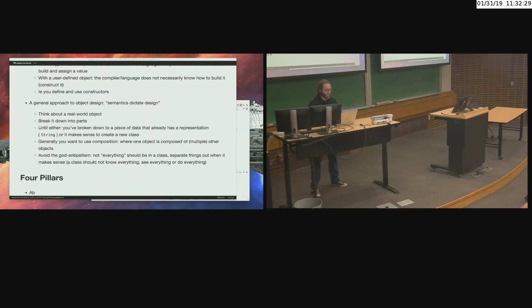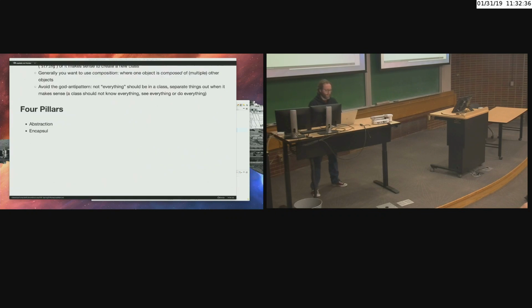Those are abstraction, encapsulation, inheritance, and polymorphism. And again, so far we've implicitly talked about the first 2. So those are going to be pretty quick that we're going to go through here.